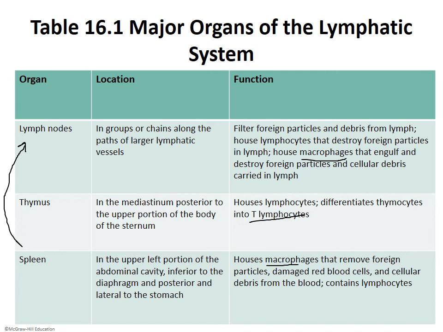And I'm going to have two types of areas there, red pulp and white pulp. White pulp is where the lymphocytes are going to be found. Red pulp is where the red blood cells are going to be found. The spleen is the largest lymphatic organ, and it is found in the upper left portion of the abdominal cavity. All right, so those are the lymphatic organs.